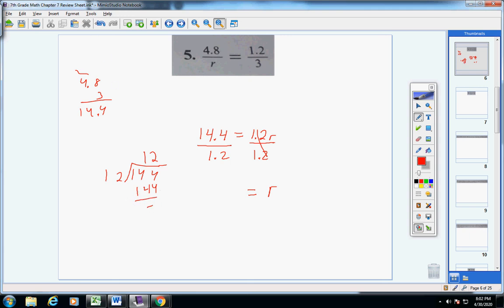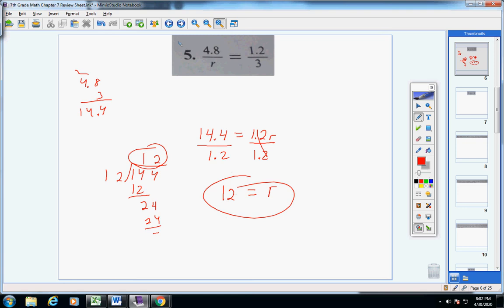Now, if you want to see that worked out, no problem. I don't mind that. 12 goes into 14 once. 1 times 12 is 12. Subtract the 2. Bring down your 4. 12 goes into 24 2 times. 2 times 12 is 24. And you still get 12 either way, okay? So there's your answer. All right?